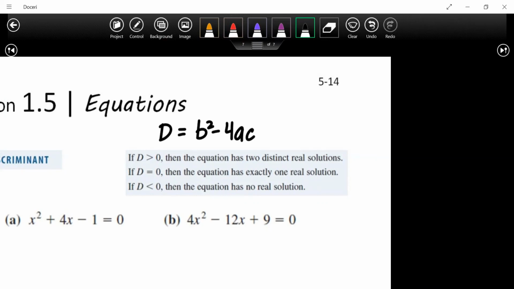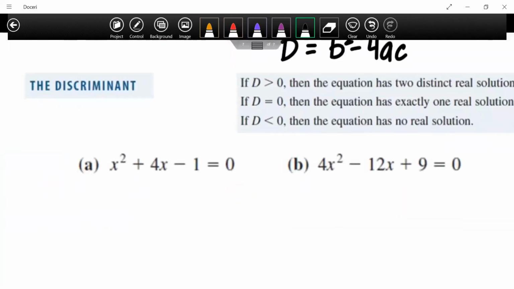Again, you can call out your variables between each one of these. The variables a, b, and c should take on the sign that's in front of it. Our first one, A, is going to be 1. B is going to be a positive 4, and C is going to be a negative 1. We have these values here.